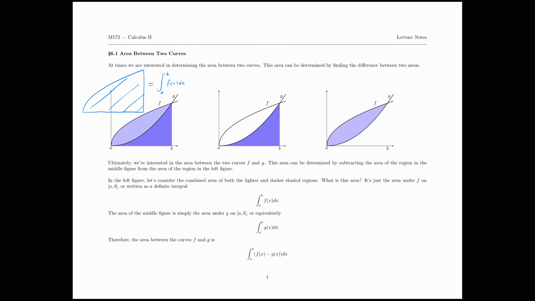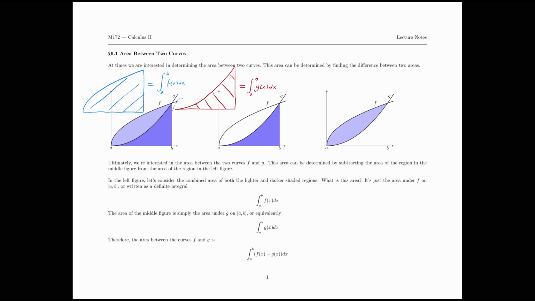Whereas I'll do this in red, this portion here, that is the integral from a to b of g of x dx. So of course, if we take this larger area and we subtract the smaller area, we would be left with the portion that is not covered.